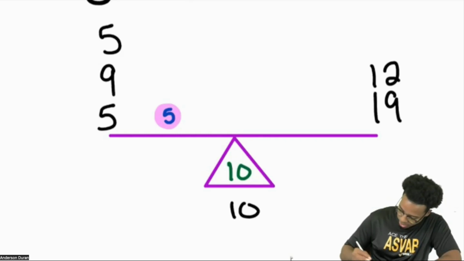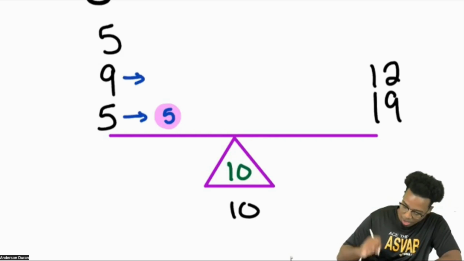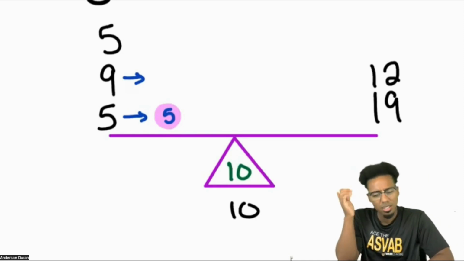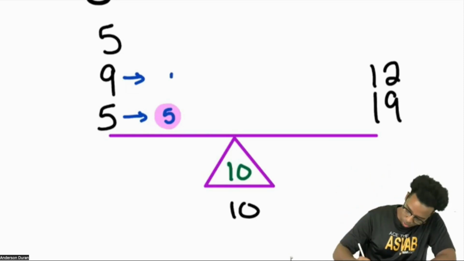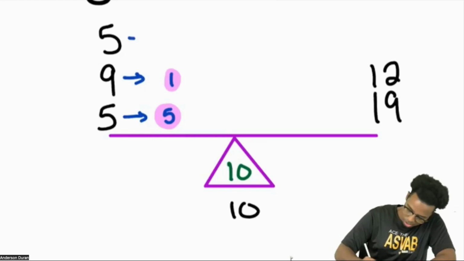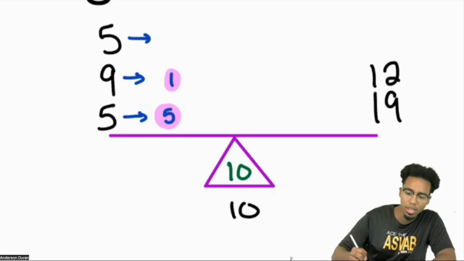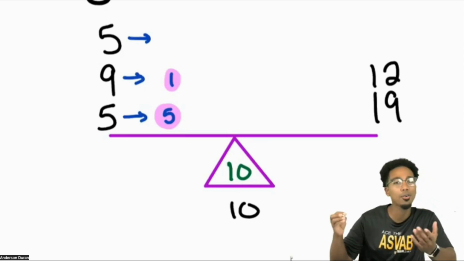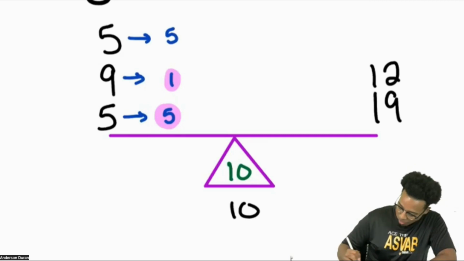Then let's go ahead and do the 9. Everybody, how far is 9 away from 10? Okay, that's 1 away, right? That's 1 away. All right, everybody, what about that 5 over there? How far is that 5 away from 10? Again, it's going to be 5. We just said that for the first one, so why would it be any different? It's going to be 5 away.